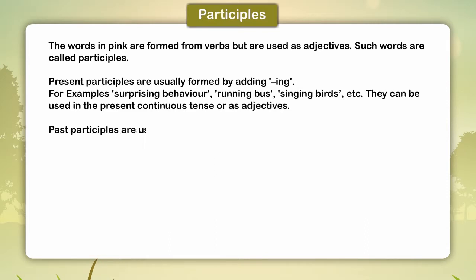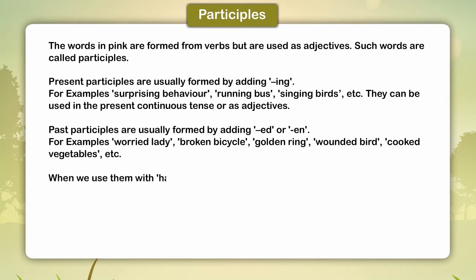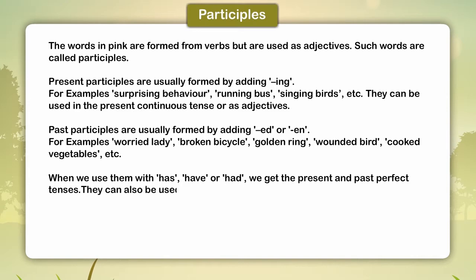Past participles are usually formed by adding ed or en. For examples, worried lady, broken bicycle, golden ring, wounded bird, cooked vegetables, etc. When we use them with has, have, or had, we get the present and past perfect tenses. They can also be used as adjectives.